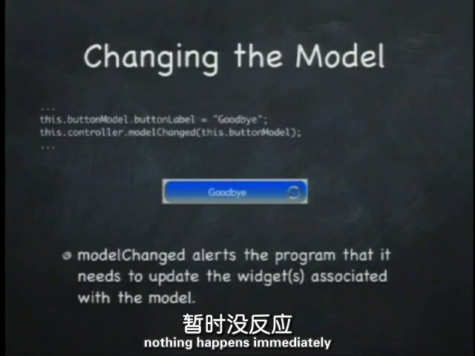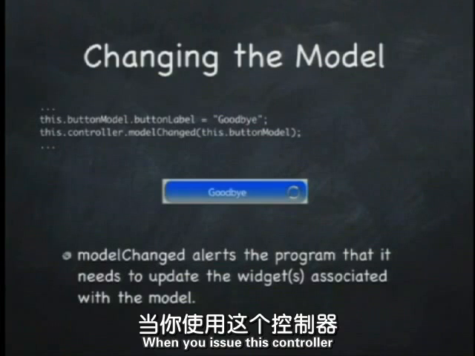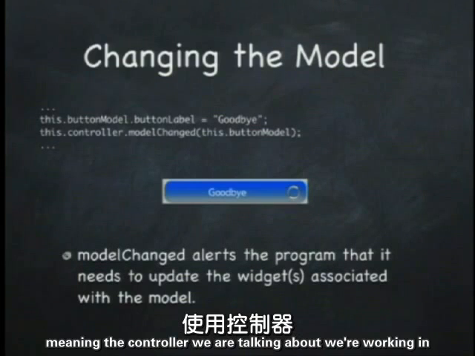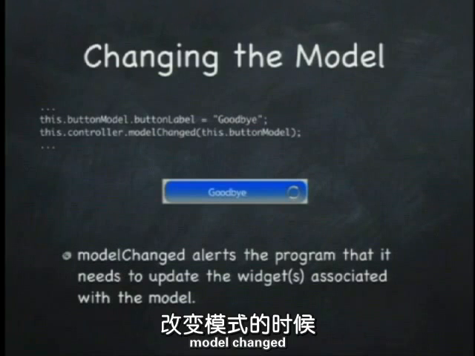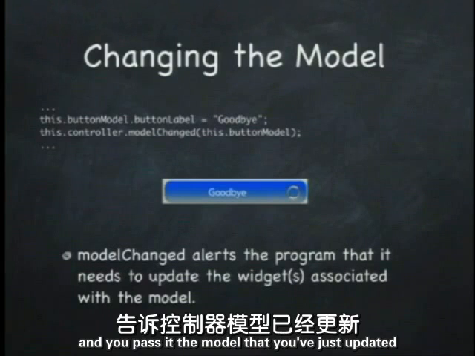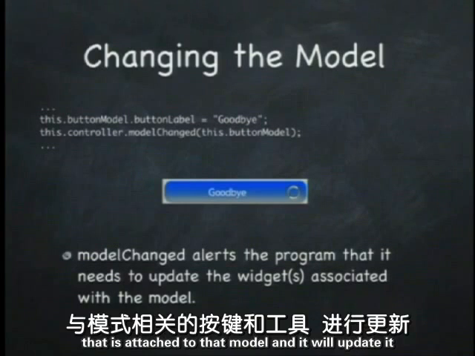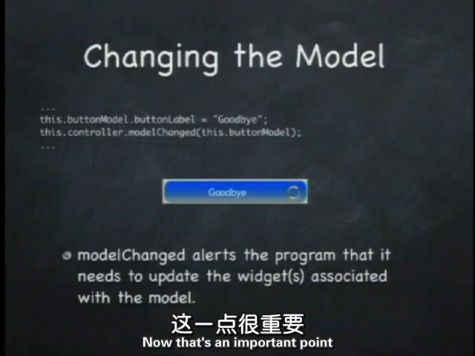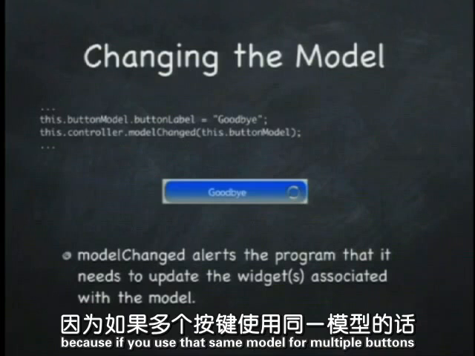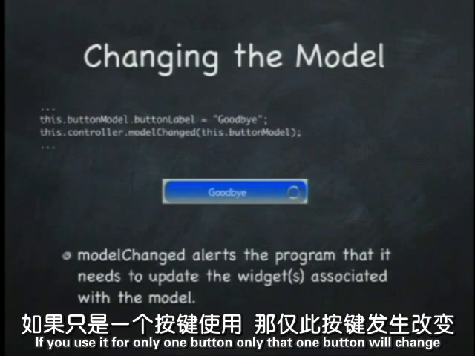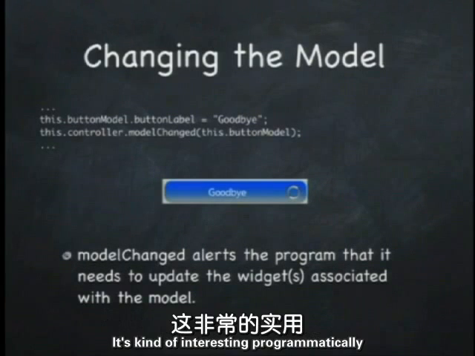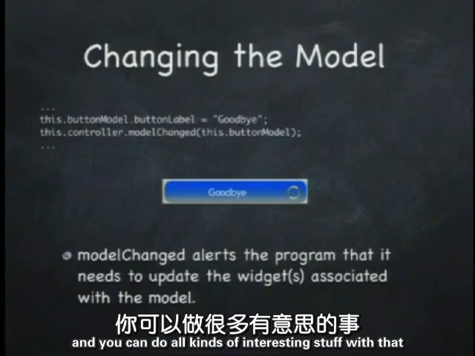Nothing happens immediately. When you issue this controller, meaning the scene controller we're working in, model changed, and you pass it the model that you've just updated, it will go through and find any widget, any button in this case, that is attached to that model, and it will update it. Now that's an important point, because if you use that same model for multiple buttons, they'll all change. If you use it for only one button, only that one button will change. It's kind of interesting programmatically, and you can do all kinds of interesting stuff with that.